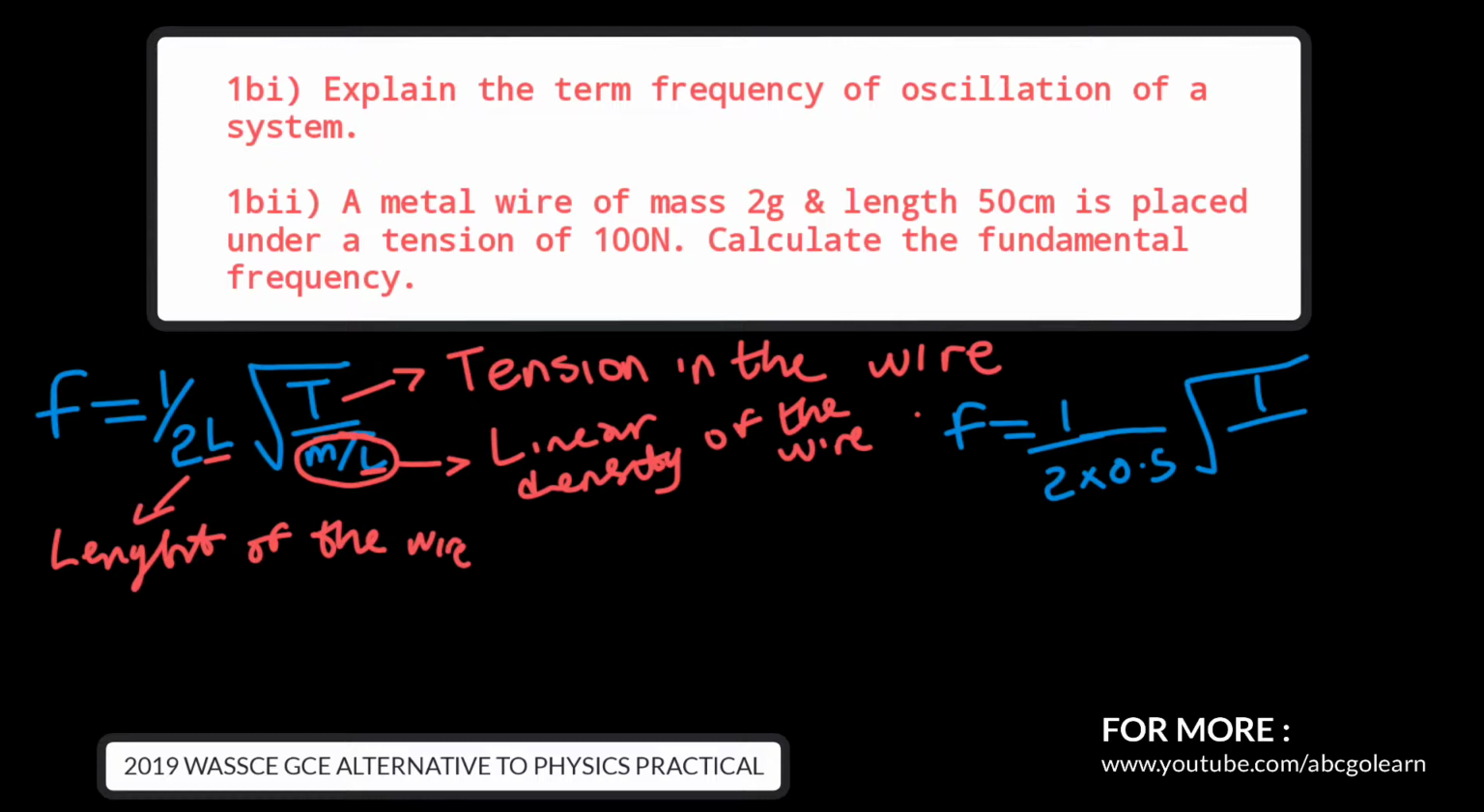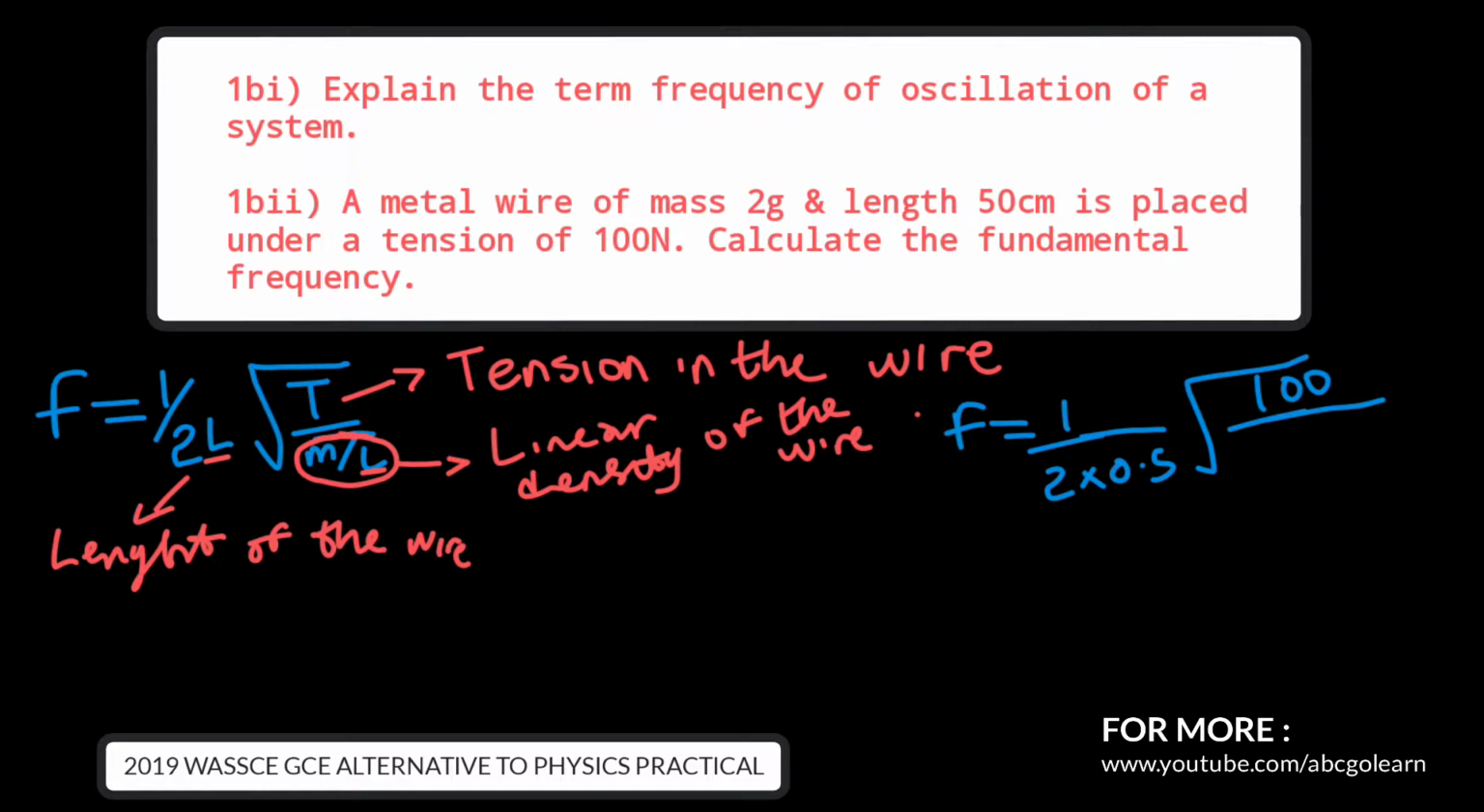Now, root of... okay. I said 1. It's not 1, it is 100. I'm sorry. The tension is 100. It's actually clear in that very question. And we also have, what is our M? Our M is the mass. And you know that the mass is 2 grams. You can't actually use 2 grams. You have to convert it to the SI unit. And the SI unit of mass is kilograms.